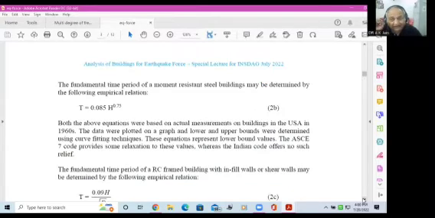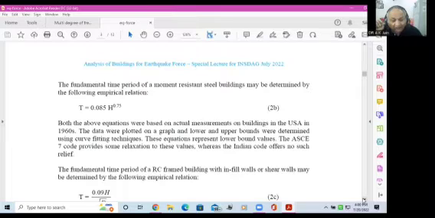For a steel building, that is MR steel frame building, moment resistant steel frame building, the fundamental time period in the first mode is obtained by the formula 0.085 h to the power 0.75. Again, h is the height of the building from the ground level. Okay, both of our equations were based on actual measurements in USA in the 60s. The data were plotted on a graph, and lower and upper bound were determined using curve fitting techniques. What is the minimum time period? What is the maximum time period for the entire range?